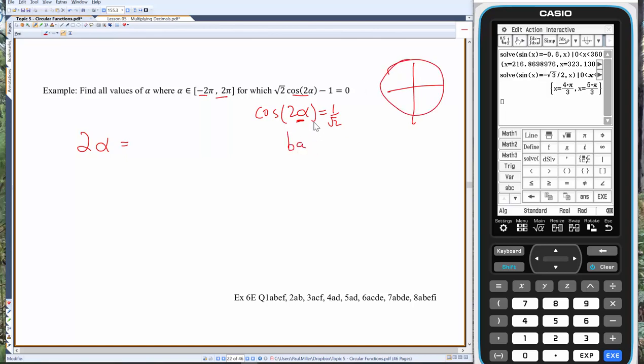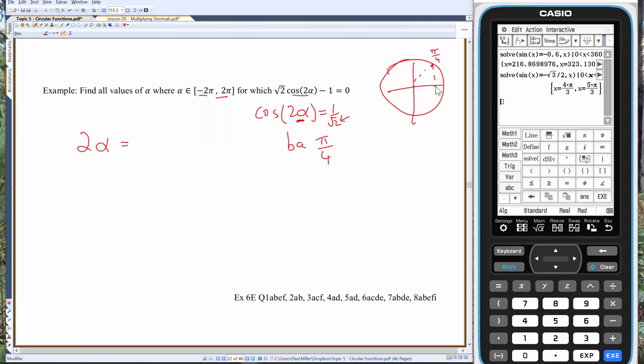Let's work out our base angle. Now, 1 on root 2: every time I see a root 2, I know my base angle is going to be pi on 4. So I want to know when cosine is equal to 1 over root 2, and in the first instance that is going to happen at pi on 4.